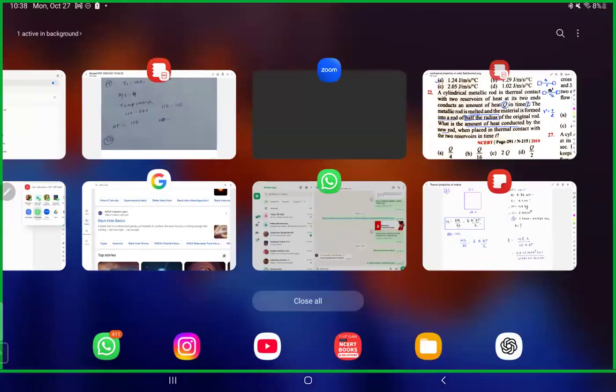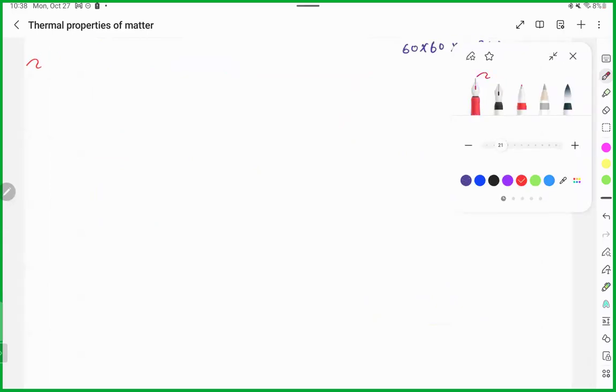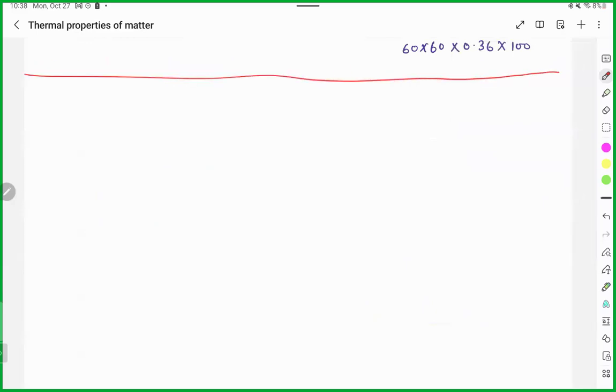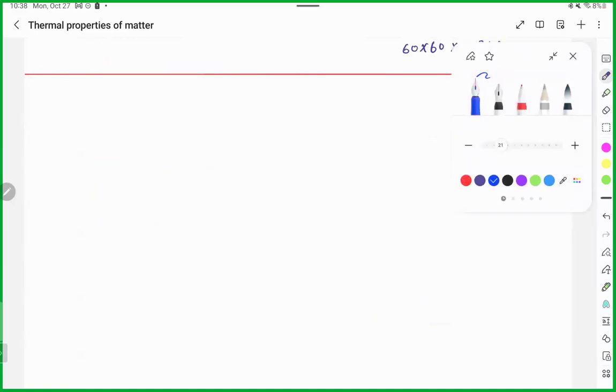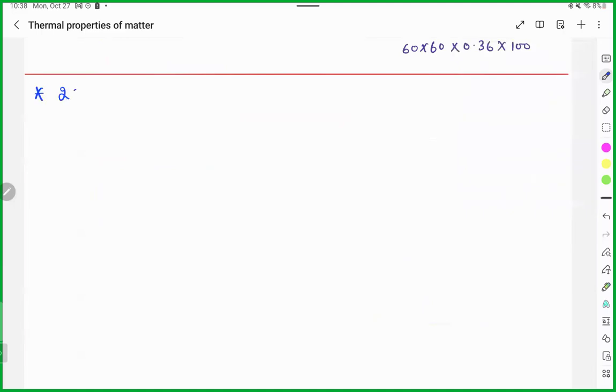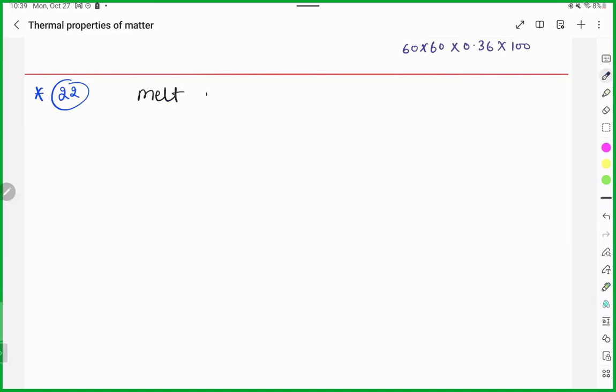Let me explain. Pratigya, you got the answer? The main concept in question number 22 is that when you melt a wire or rod, whenever you melt a rod or wire, volume always remains constant. Area and length will change, but volume will be constant.